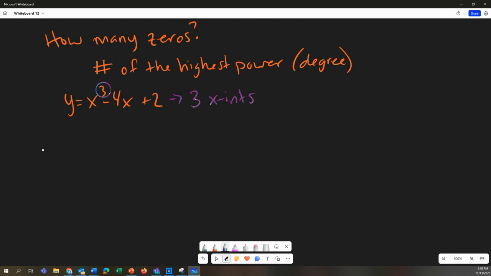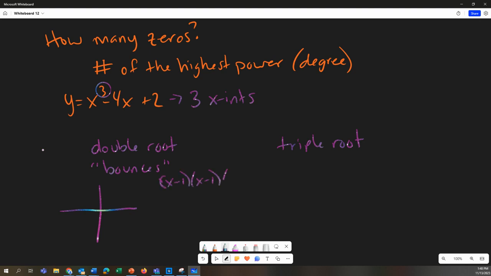Let's say we have a double root, or we have a triple root. A double root, you need to know that it bounces. Okay, that means if my double root, let's say we have the graph x minus 1 squared, and x plus 3. Well, that means if I set all those equal to 0, I have x equals 1, 1, and negative 3. So a double root at 1 and then a root at negative 3.